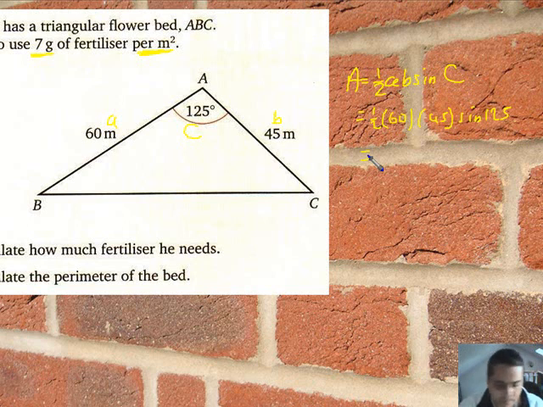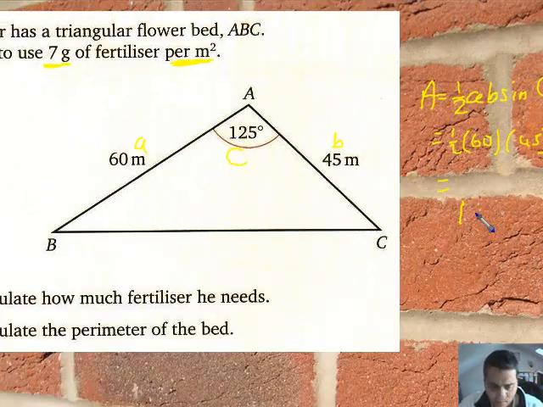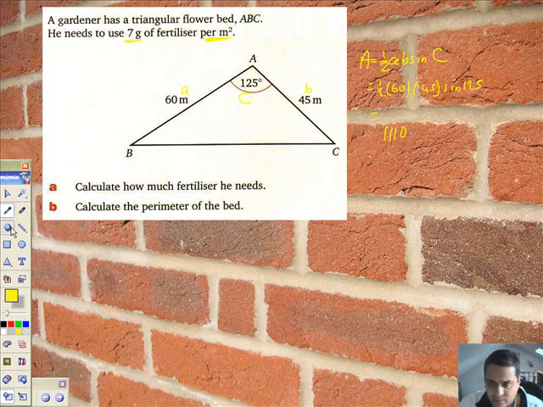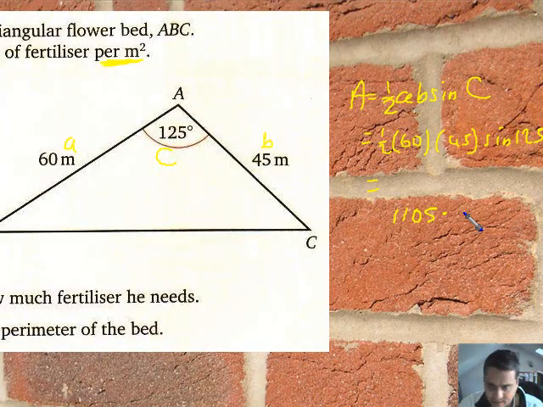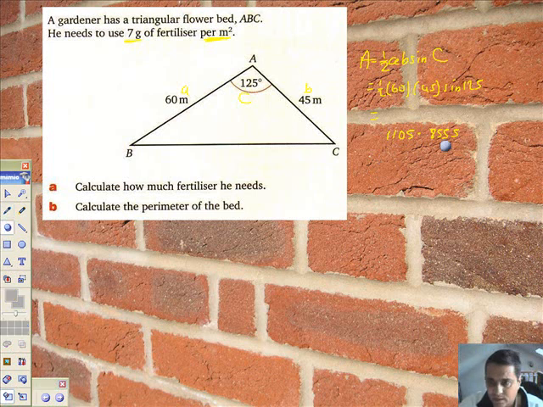We can get this area in one go using our calculator. So 0.5 times 60 times 45 times sin 125. Bam. I've got 1110, no, not quite right, read it again, 1105.8555, that'll do, leave it there, that's good enough, and that'll be metre squares worth of flower bed.